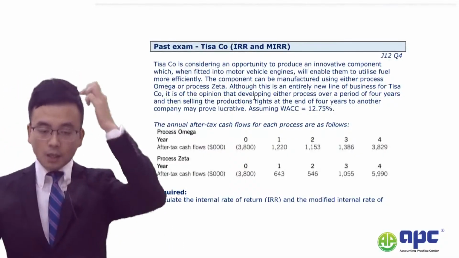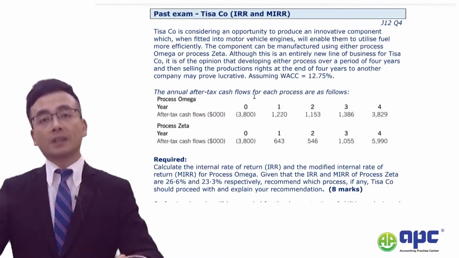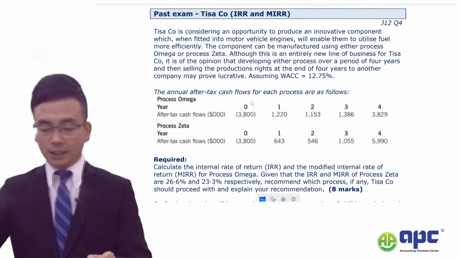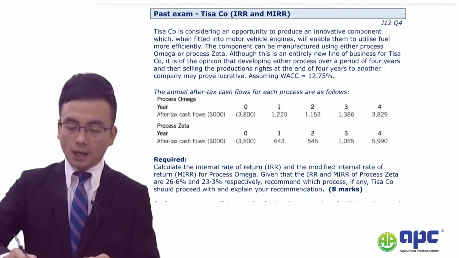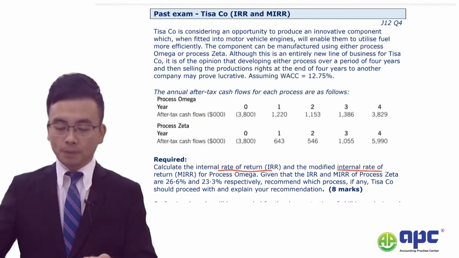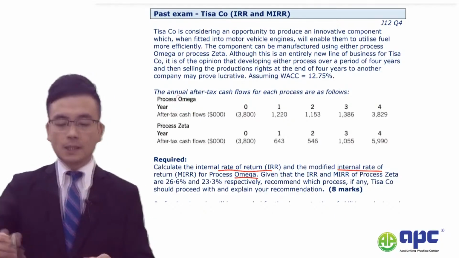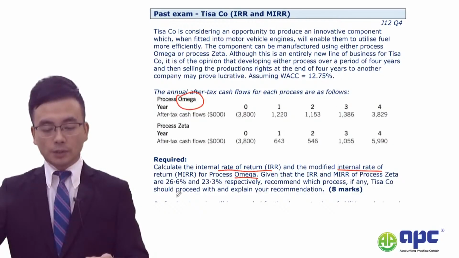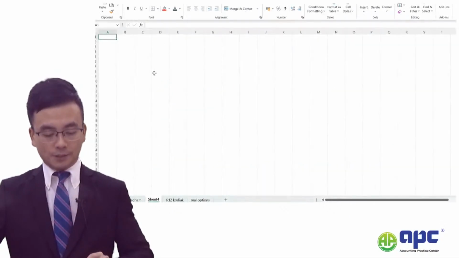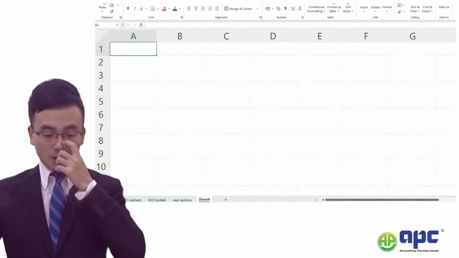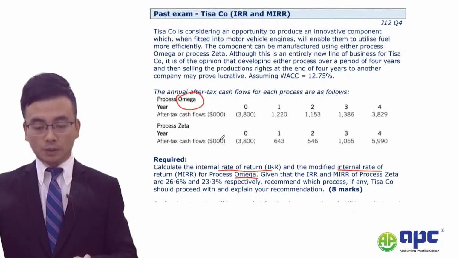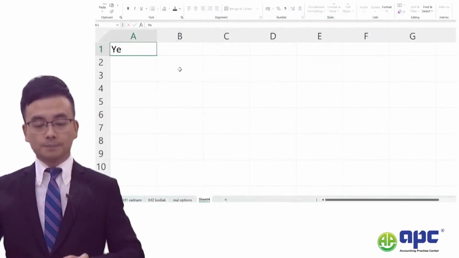Firstly, let's see the first question. It's called TISA company. Now we're required to calculate, firstly, the IRR and MIRR of the process omega here. All right then, we are given the cash flows. Just slot that into your Excel. Firstly, our cash flows for omega: we've got year 1 to 4.